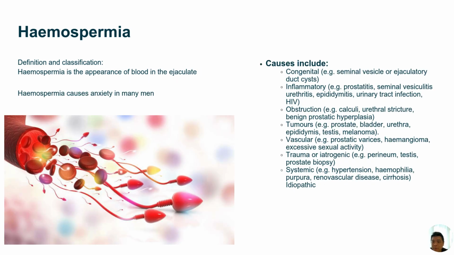So next one is hemospermia, which means blood in the ejaculate. Hemospermia can cause anxiety in many men, which in return causes psychological erectile dysfunction. Many causes can cause hemospermia. It can be congenital, and quite common is the inflammatory cause with seminal vasculitis, and also obstruction with calculi in the seminal vesicles. Seldom is it related to any tumor. Some are vascular hemangioma in the seminal vesicle, trauma or iatrogenic cause, or a systemic cause.